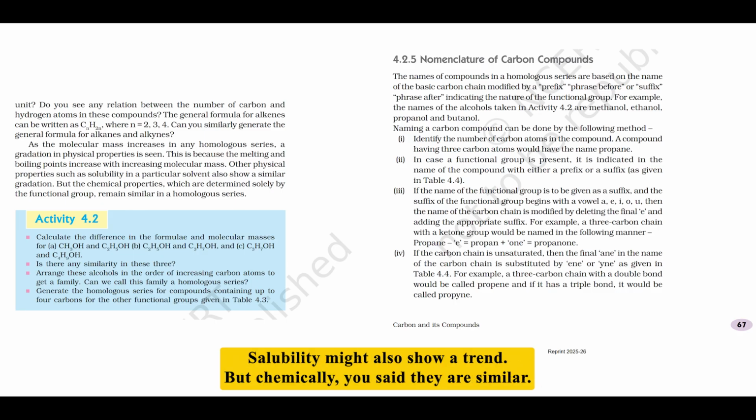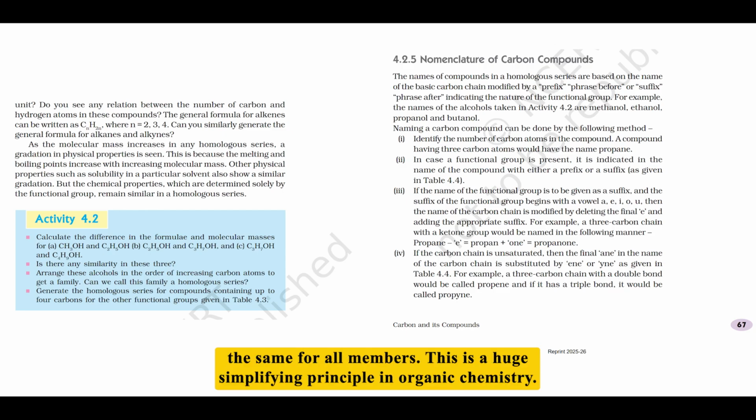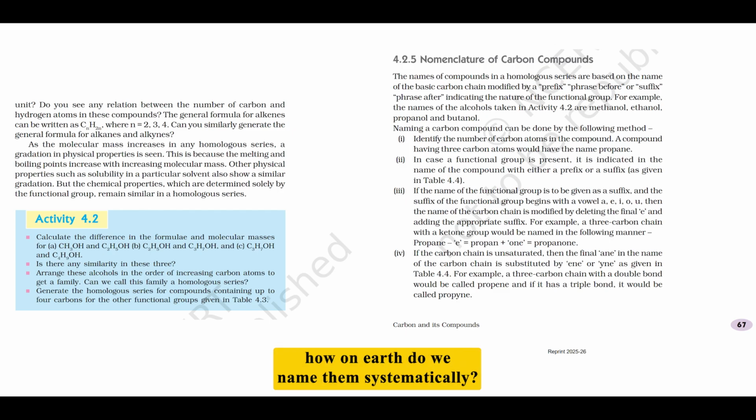But chemically, you said they are similar. Yes, their chemical properties remain very similar throughout the series. Why? Because the chemistry is dictated by the functional group, and the functional group is the same for all members. This is a huge simplifying principle in organic chemistry. Okay, that makes studying them easier. Perfect. Now, naming. With millions of compounds, how on earth do we name them systematically? Nomenclature.